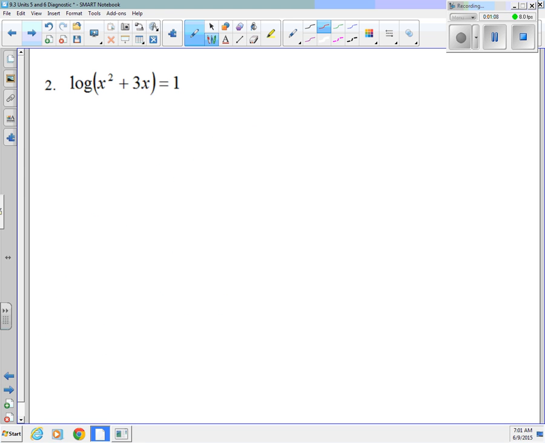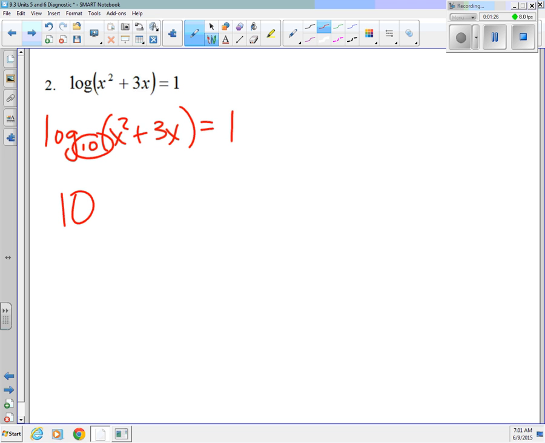All right, number 2. We want to solve this equation: log of x squared plus 3x is 1. Reminder, if I have log with no base, it means we have log base 10. And here I can rearrange this equation without writing the log because I can take my base and raise it to the exponent. That's what a log is. A log equals an exponent, and that equals the argument of the log, or the thing that was inside the log. And now I have a quadratic that I can solve.